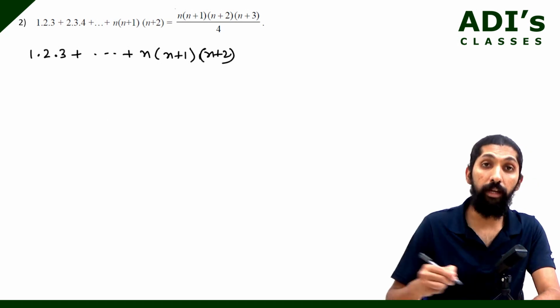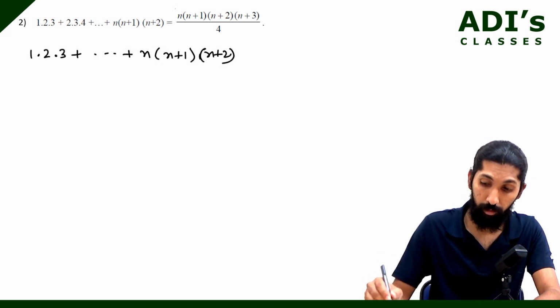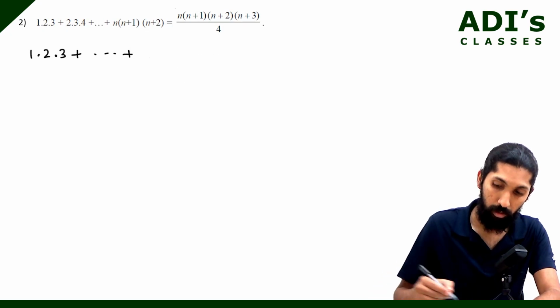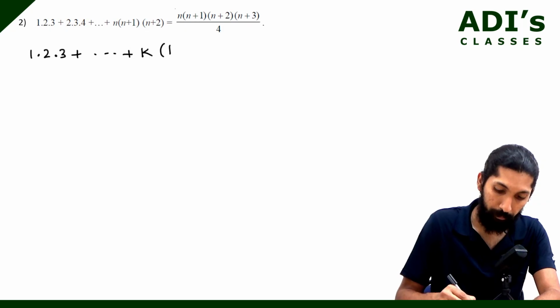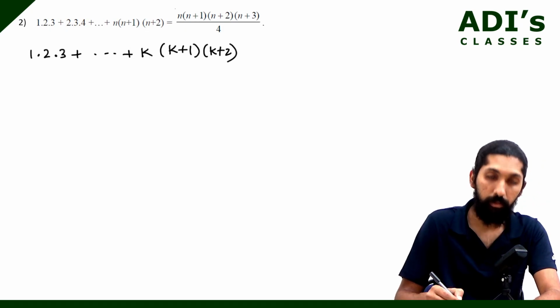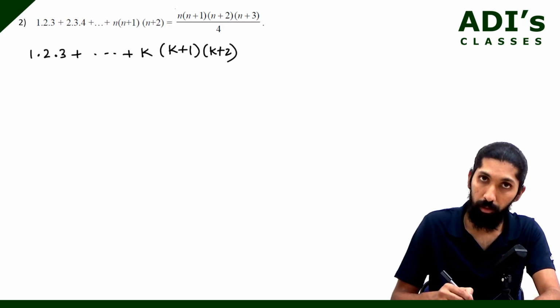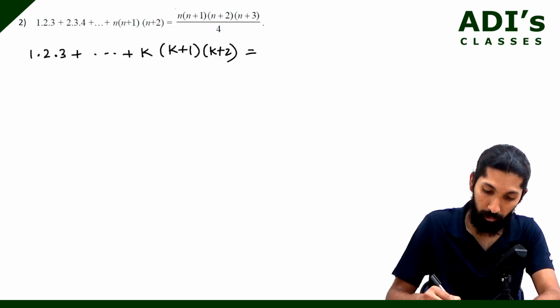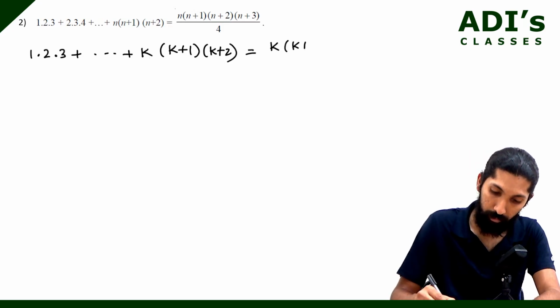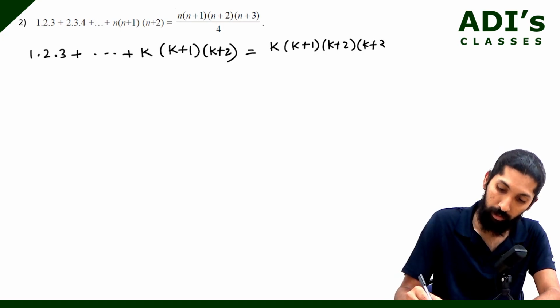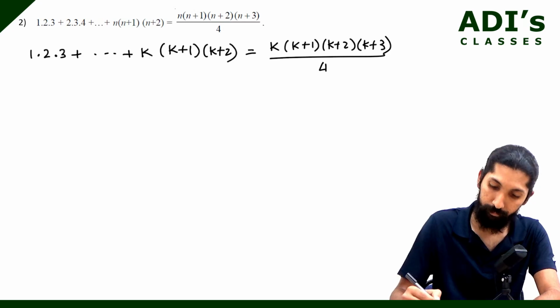Or if you take it in terms of k, then instead of n into n plus 1 into n plus 2, we are going to have k into k plus 1 into k plus 2. Correct? So this is P of k. We know P of k is true. So this is equal to k into k plus 1, k plus 2 into k plus 3, whole over 4.